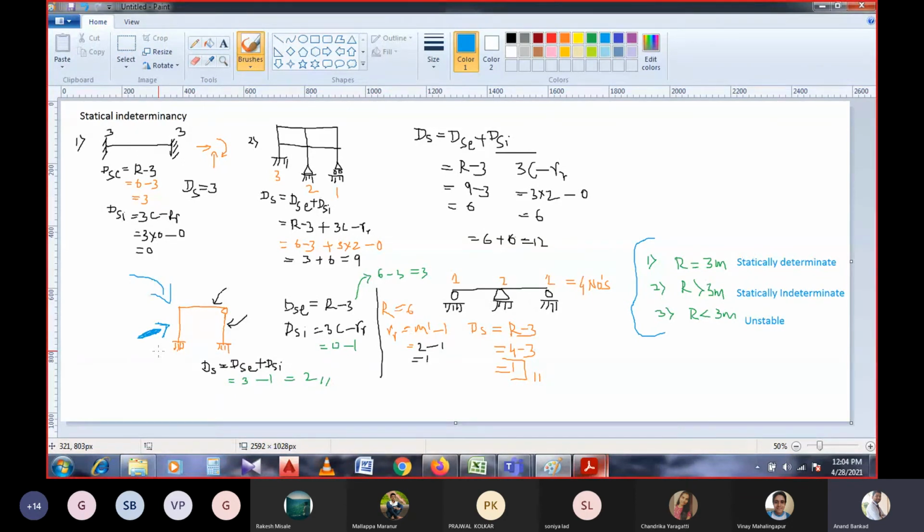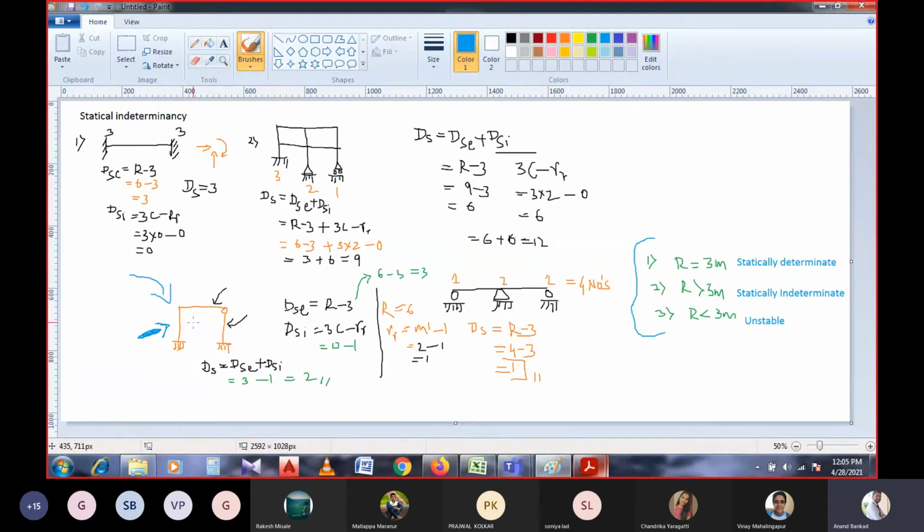That is, 3 times m will be greater than the reactions. Whenever the reactions are smaller and the members are greater, then automatically the structure will be unstable. Unstable in the sense that it will not be able to carry particular loads in the member, so it will not be stable against different kinds of horizontal forces as well as axial forces.